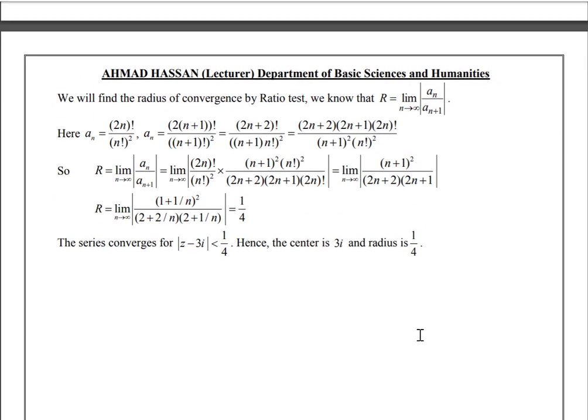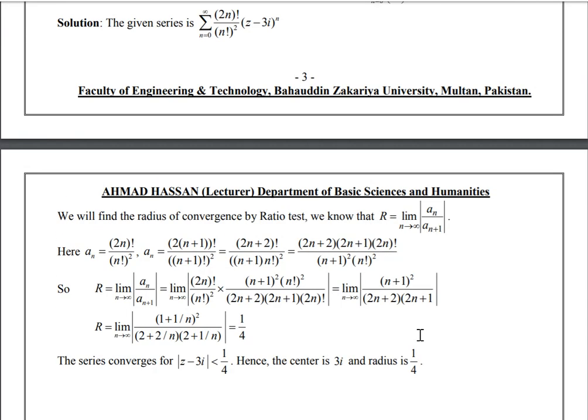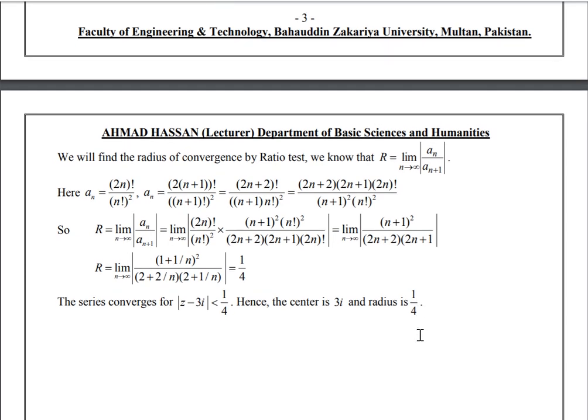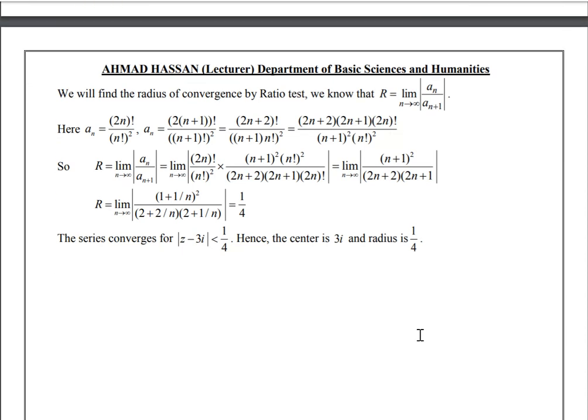Okay, dear, you have exercise questions to solve. Find the center of the series and the radius of convergence of the power series in exercise 15.2.